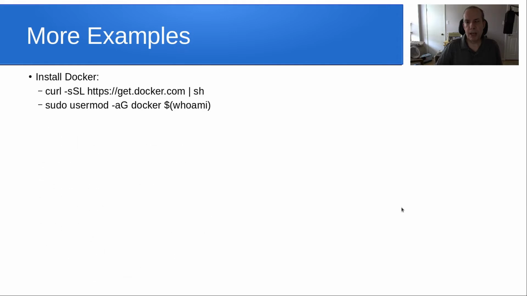So some more examples. Install Docker. There's a very nice script to install Docker. It's a curl script. We've just installed curl, right? And then you want to add yourself to the Docker group so you don't have to do a sudo every time you're doing your Docker commands. And then more than likely, if you're going to install Docker, you're going to want to install the Docker Compose command.